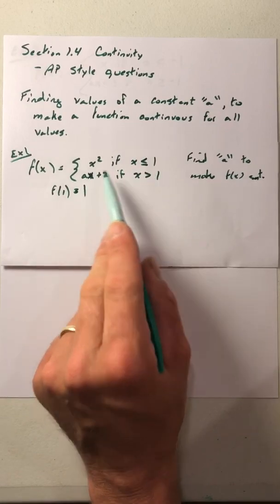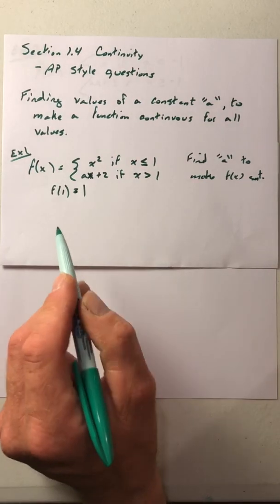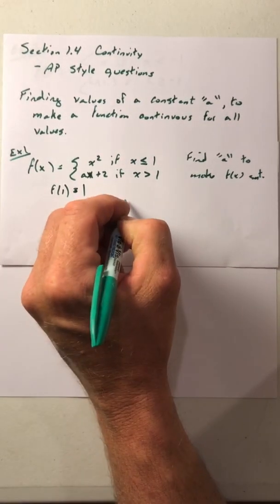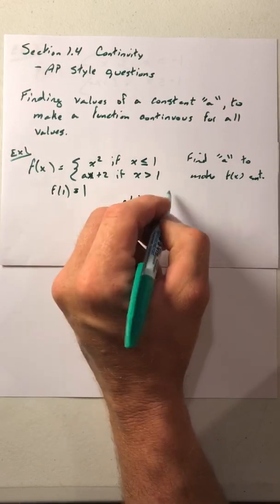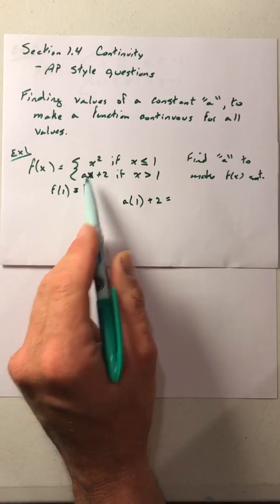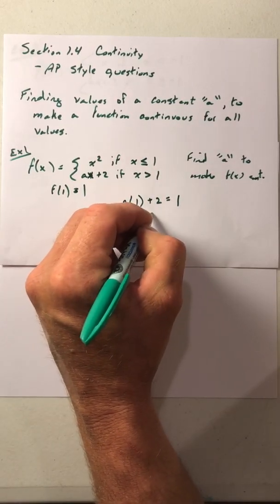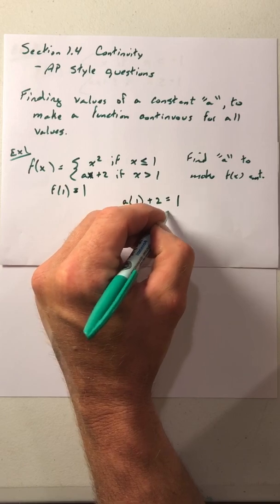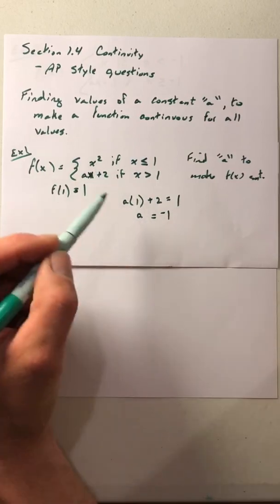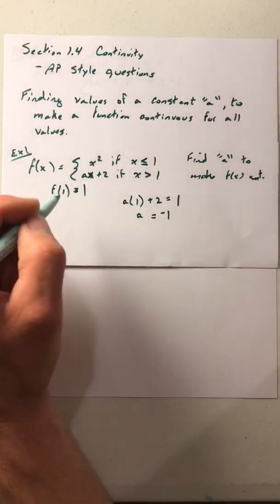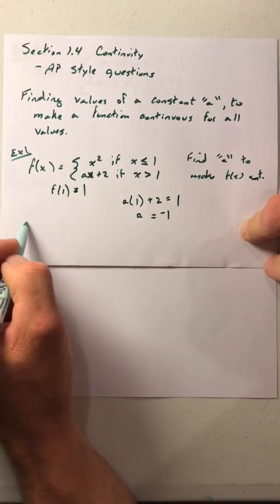So we're looking at this right side. We know when we plug in 1 for x, we've got to be able to get 1 out. So what's that going to look like? Well, a times 1 plus b, when we plug that in, has to equal this value in order for these two limits to exist as well. So a times 1 is a, plus 2, equals 1, so a has to equal negative 1. So in order for this function to be continuous, it has to be true that a equals negative 1.